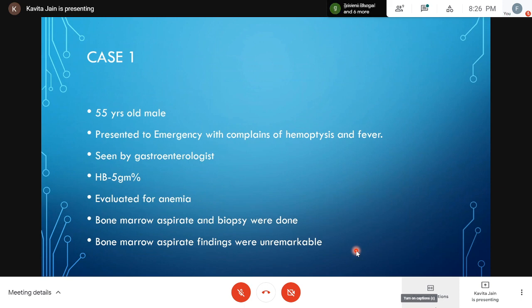Now, this was a 55-year-old male who presented to the emergency with complaints of hemoptysis and fever. He was seen by a gastroenterologist, and whatever the workup was, his hemoglobin was found to be 5 g%. He was referred to a hematologist where he was evaluated for anemia. The bone marrow aspirate and biopsy were done, and the patient did not give any other significant history of the past. So the bone marrow aspirate findings were unremarkable.